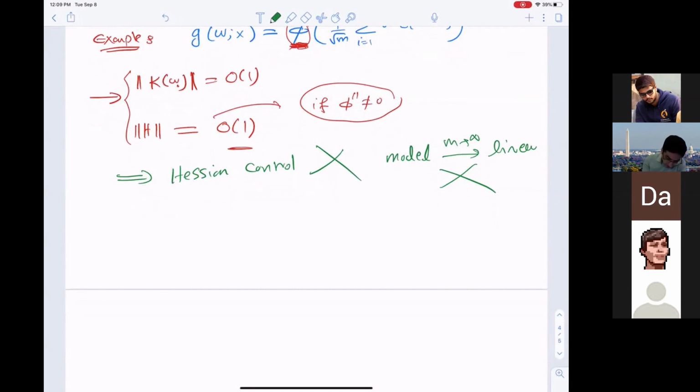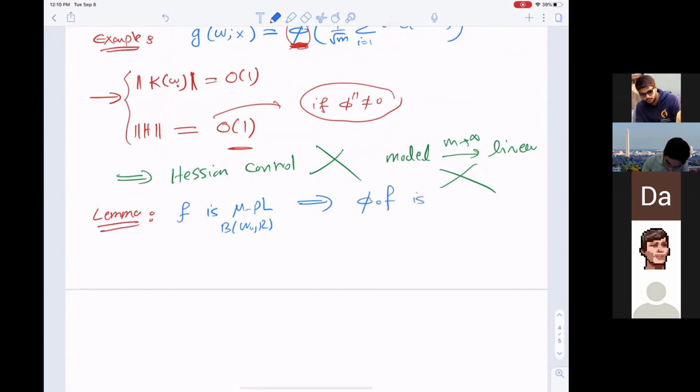And in fact, there is a way of bounding the PL condition using the composition of functions. There is a very simple lemma that you can prove in one line. If your function is mu-PL in a ball around your input, then composing it with another function, let's say phi, gives a function that is mu rho squared PL, where rho is a bound on the derivatives of phi prime.